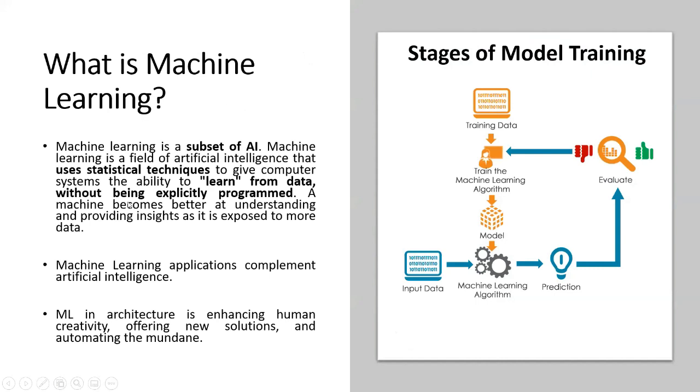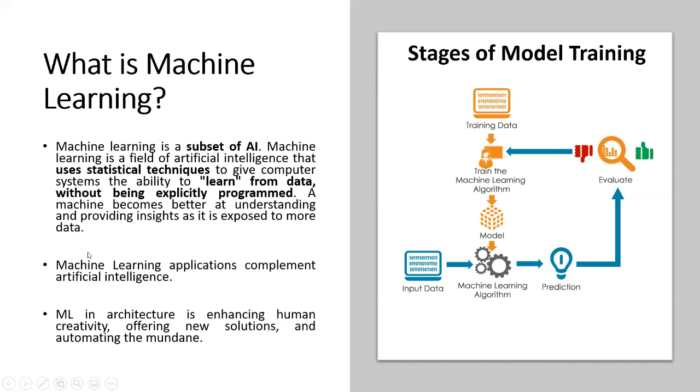Coming to machine learning, it is a subset of AI. Machine learning is a field of artificial intelligence that uses statistical techniques. It uses statistical formulas to do its processes, to give computer systems the ability to learn from data without being explicitly programmed. A machine becomes better at understanding and providing insights as it's exposed to more data.